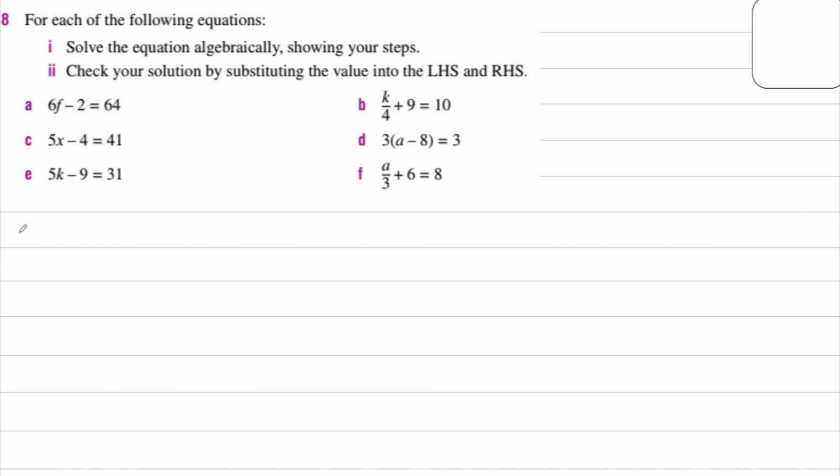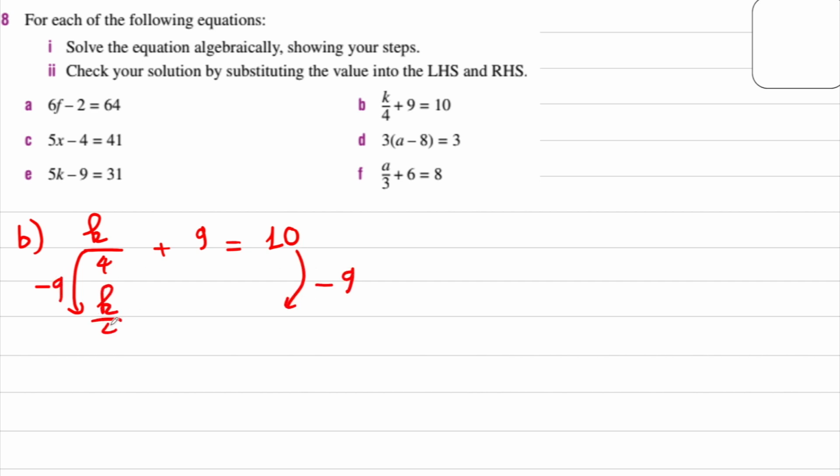Okay. The second thing you have here is B. We have k divided by 4 plus 9 equal to 10. This means the first thing I need to write down is minus 9. Minus 9 for the left and minus 9 for the right. 10 minus 9, you get 1. After that, we have k divided by 4. I will multiply by 4. 1 multiplied by 4, you get k equal to 4. So k equal to 4.